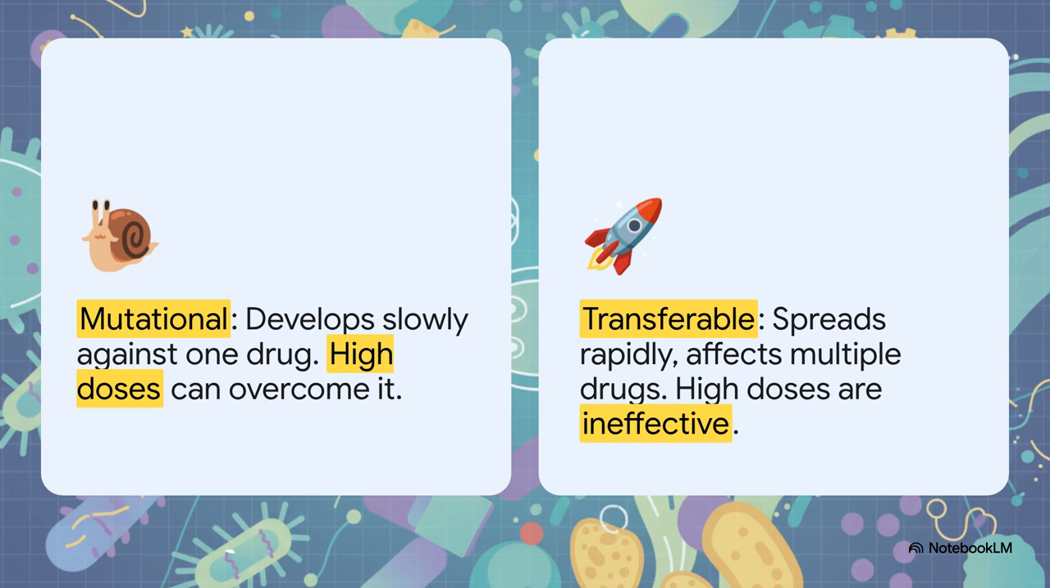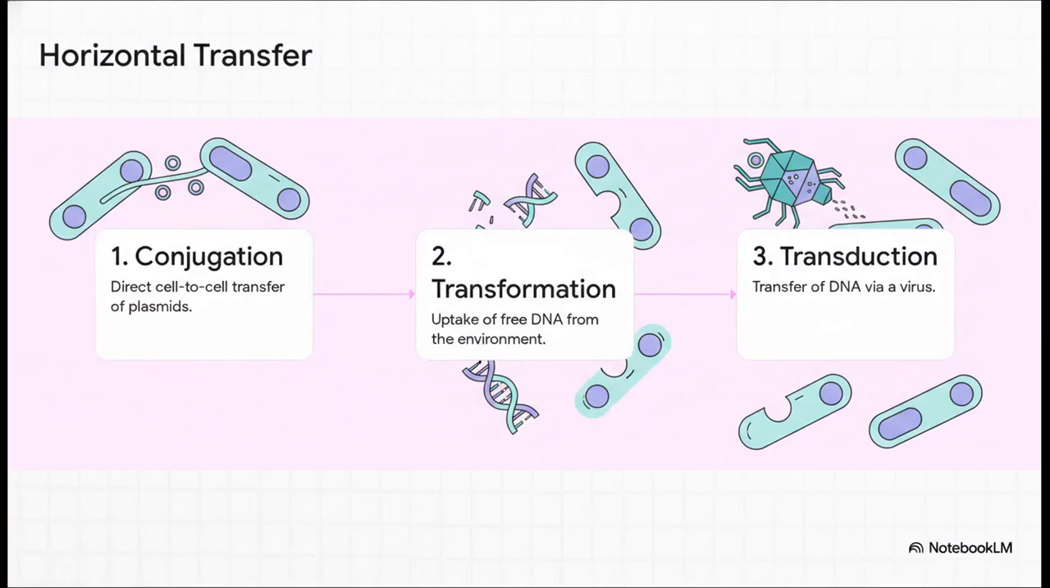But the second one, transferable resistance, well, that's the one that gives us nightmares. It can give a bacterium resistance to multiple drugs all at once, and it can spread through a population like wildfire. So how does it spread so darn fast? Through these three methods. Bacteria can literally connect and share resistance genes directly. They can just absorb stray DNA from their surroundings, or they can get a special delivery of resistance genes from a virus. This ability to just pass around defensive blueprints is exactly why multi-drug resistant infections are so incredibly dangerous.